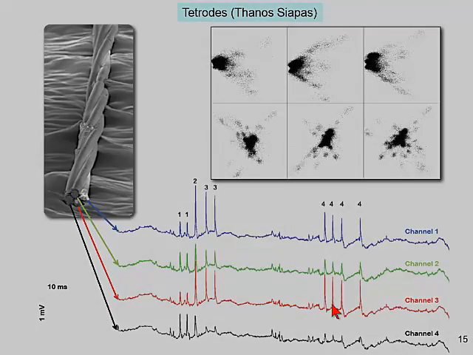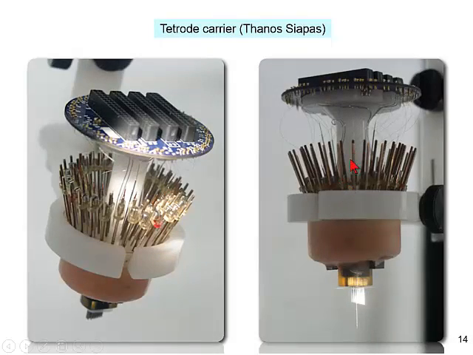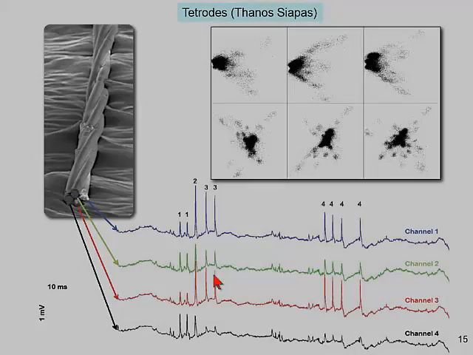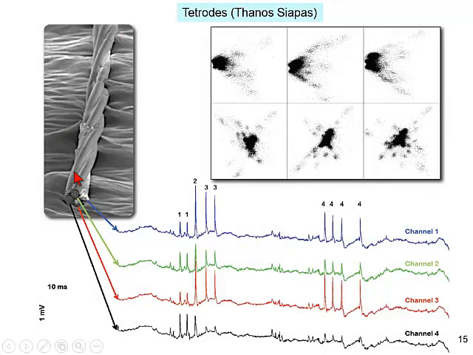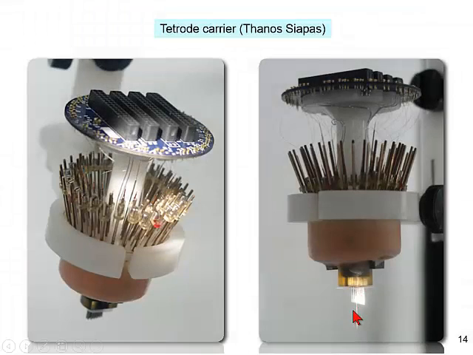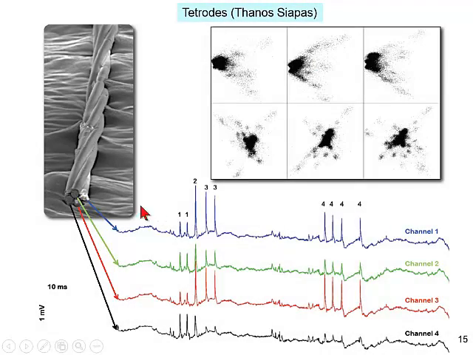Let's expand one of these arrays. And what you see now is that each of these inputs here is a small wire going to amplifiers. But if we look more carefully, we realize that each of these small wires is actually twisted from four different wires. So there are several dozen tetrodes in the previous picture, all going to slightly different regions of the rat's brain.